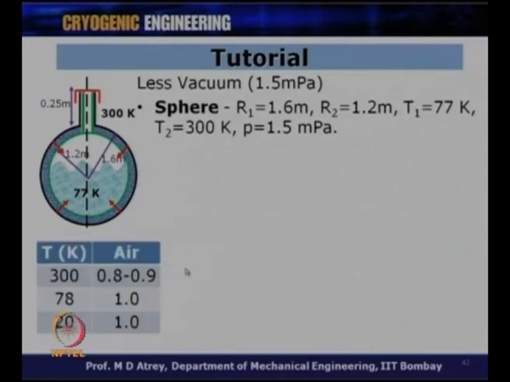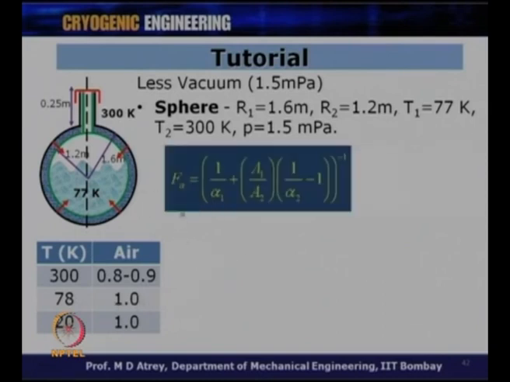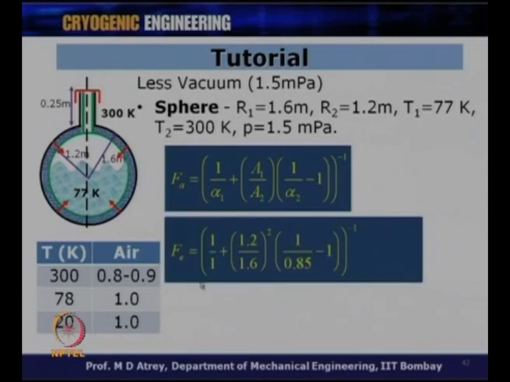Let us take the accommodation coefficient for the two temperatures. So, at 300 K I can have an accommodation coefficient of 0.8 or 0.9, and around 78 Kelvin we have an accommodation coefficient of 1 for air, which is what we say lies between the two. I can now calculate the accommodation factor, which is given by 1 upon alpha 1 plus A1 by A2 into 1 upon alpha 2 minus 1, inverse. Putting the value of alpha 1 as 1 and alpha 2 as 0.85, I will get the accommodation factor as 0.91.